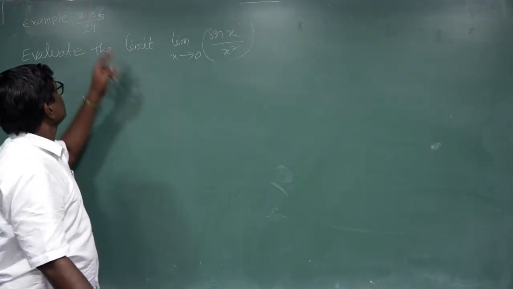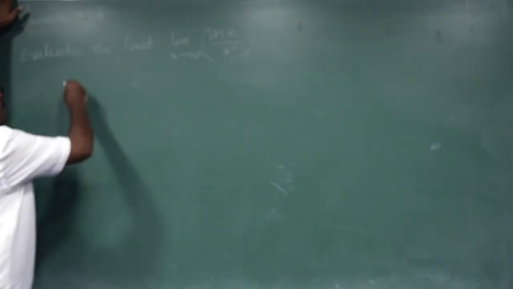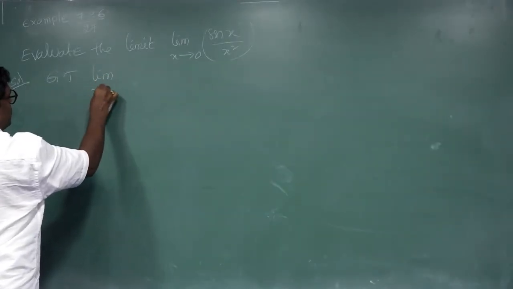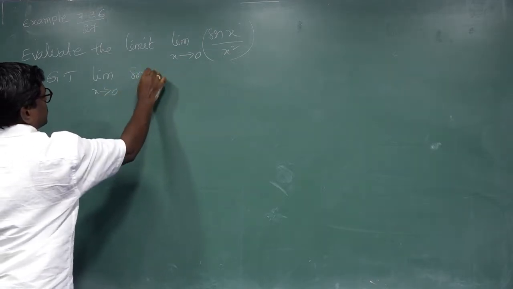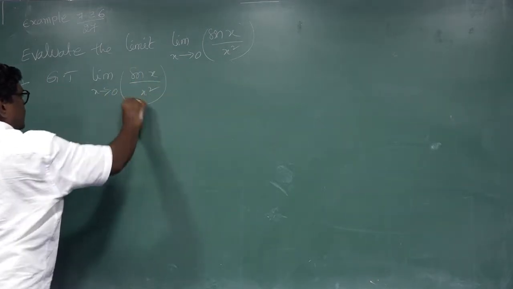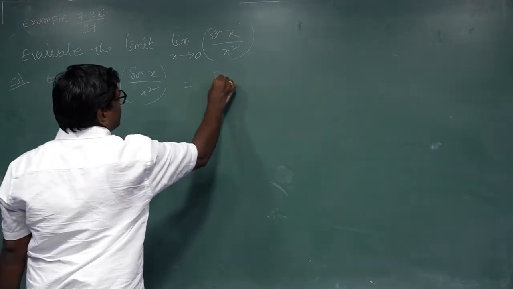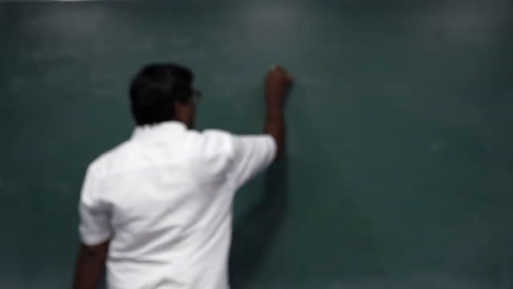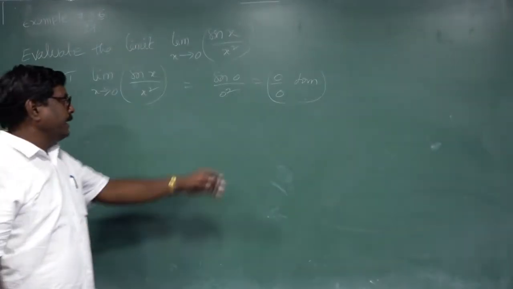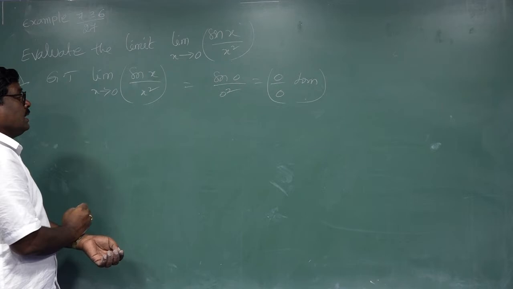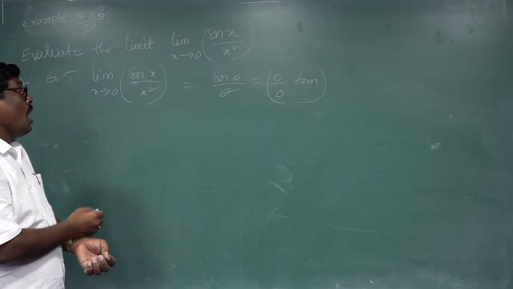Example, my dear students, 7.36, page number 27. Evaluate the limit as x tends to 0 of sin x by x square. The solution: given the limit x tends to 0, sin of x by x square. By direct substitution, the value is sin 0 by 0 whole square, which is 0 by 0 form. This is an indeterminate form.